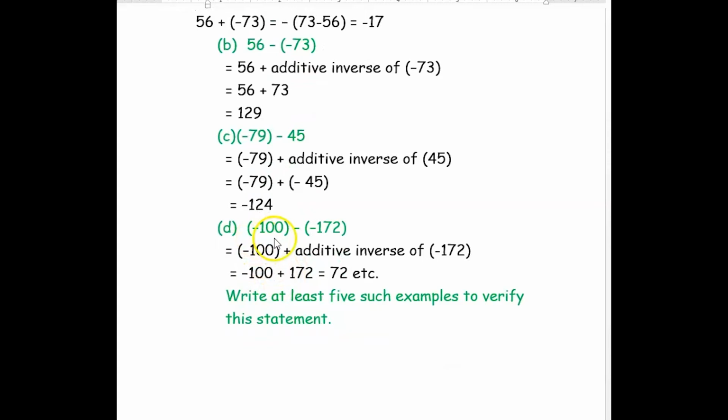Next is negative 100 minus negative 172. So negative 100, and subtraction is the opposite of addition. So plus, what we want to take is the additive inverse of this number. The additive inverse of negative 172 is positive 172. So negative 100 plus positive 172 is 72.